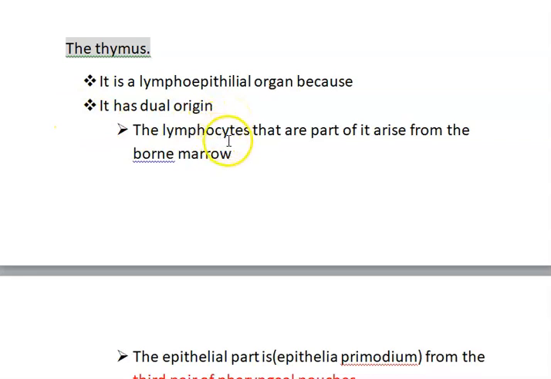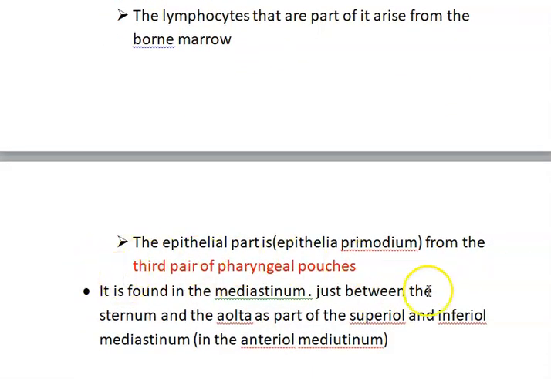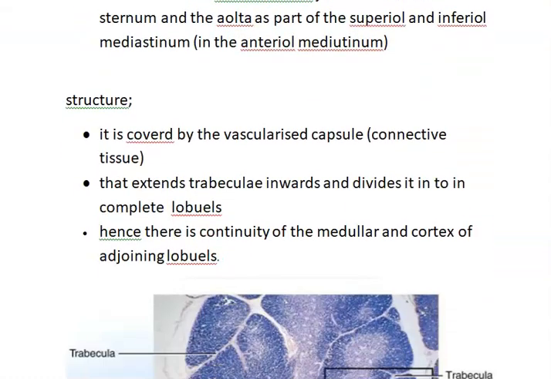The lymphocytes, which make up the lympho part, arise from the bone marrow. The epithelial primordium comes from the third pair of the pharyngeal pouches. So in summary, our thymus has dual origin, that is the bone marrow and the third pair of the pharyngeal pouches. As we said before, it is found in the mediastinum. So let us look at the structure of this thymus.